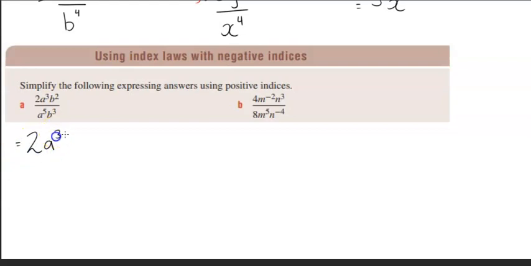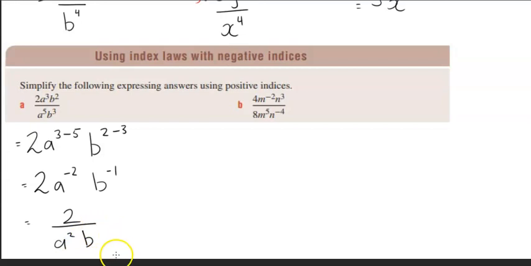2a to the power of 3 take away 5, as division is a takeaway for the powers, and b to the power of 2 take away 3. So we end up having 2a to the power of -2 and b to the power of -1. Now in this case, both of these powers are negatives, so it ends up being 2 all over a squared and b to the power of 1, but we can just leave it as b. So 2 all over a squared b.